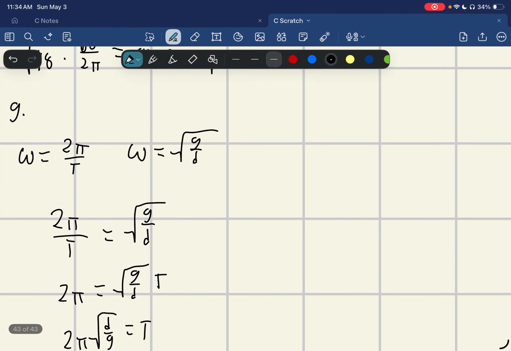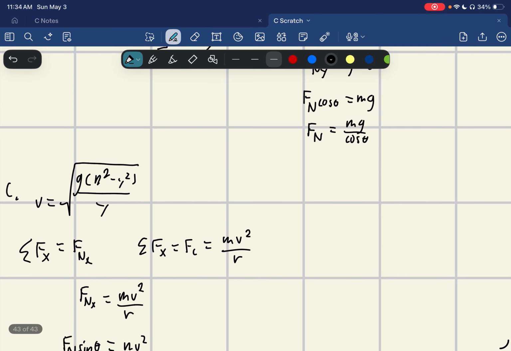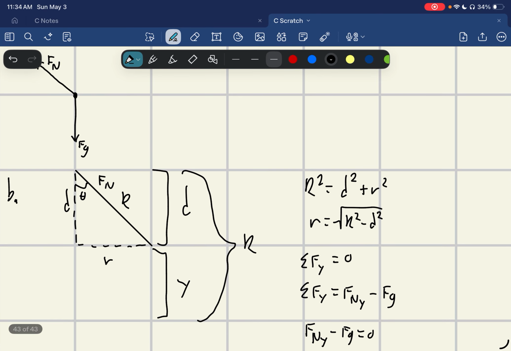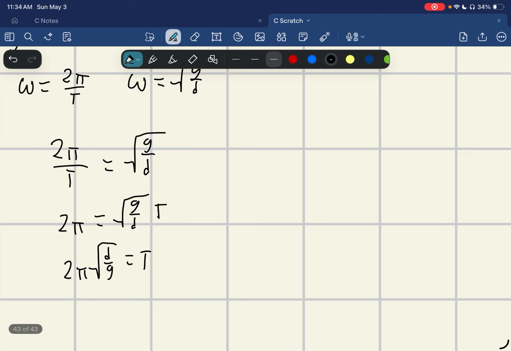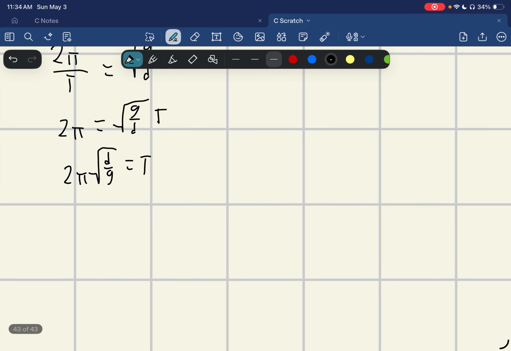But we know that in the image big R is equal to d plus y. So we know that d is equal to big R minus y. So we can replace d with that. So T is equal to 2 pi times radical of big R minus y all over g. Okay.